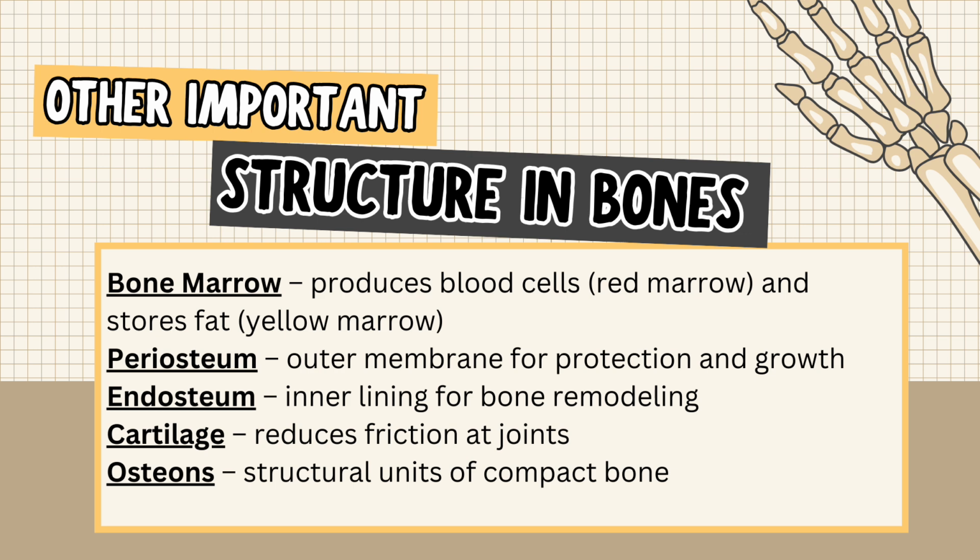Lastly, the osteons. Osteons are tiny structural units inside compact bone. They are arranged in circular layers around small canals that carry blood vessels and nerves. Think of osteons as the microscopic building blocks that make bone strong yet slightly flexible, like reinforced concrete designed by evolution. So bones look solid and simple from the outside, but inside they are living, dynamic, and constantly maintaining themselves.